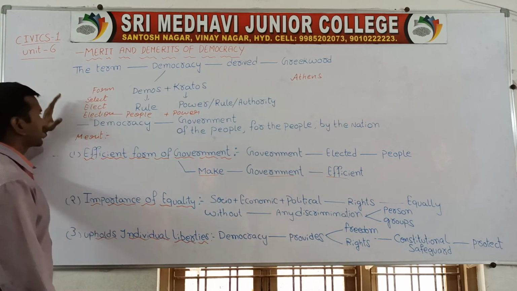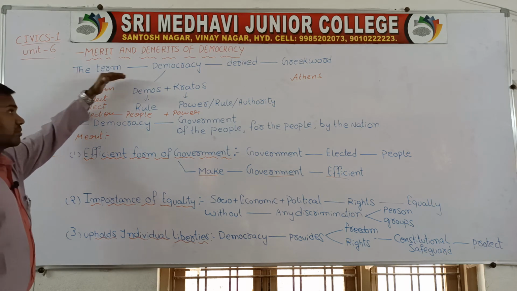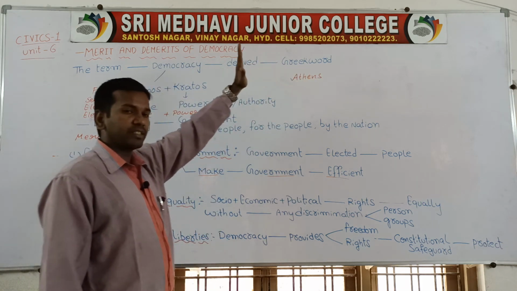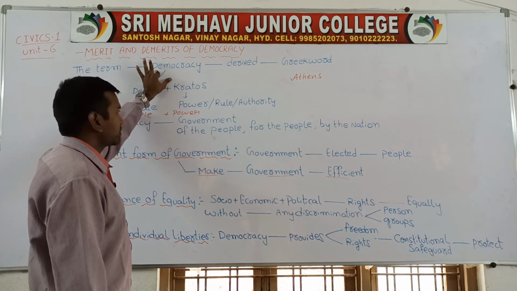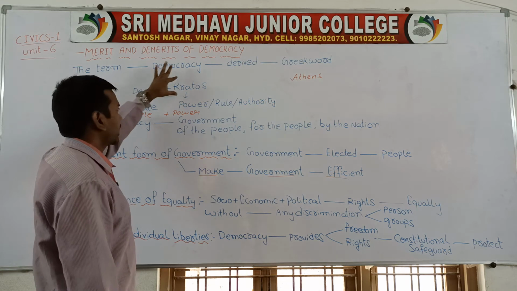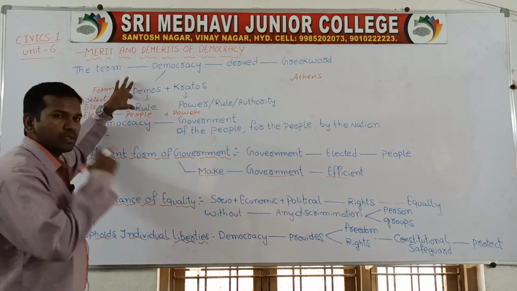So children, what we have discussed here is democracy, and the merits and demerits of democracy. We have seen that democracy mainly originated from the Greek word. Democracy comes from two concepts: one is called demos and the other kratos. Demos means people and kratos means power.